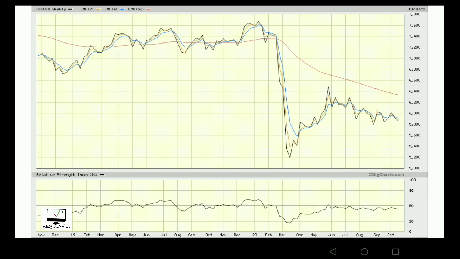Market fell back. What's happening now? Well, in the last couple of months, the FTSE 100 is trading between 5,800 and 6,000. So it's a tight 200-point trading range. Look at the RSI. Bearish bias on the RSI. Nothing there for us on this particular market.